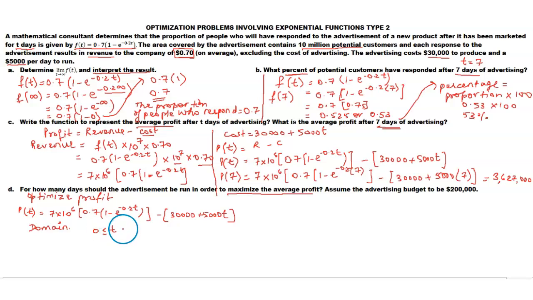The minimum is 0 days. And what is the maximum time this advertisement could run for? They have given you the budget of this advertisement. Budget is going to help us decide the maximum number of days for which this advertisement is going to run, because budget is the one that is going to cap our cost. So this is the one that is going to limit our cost.